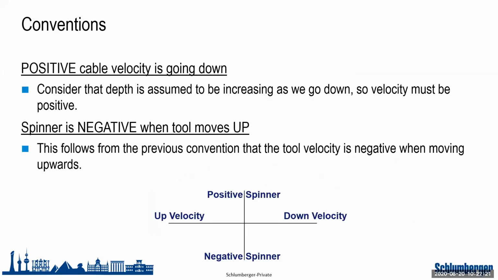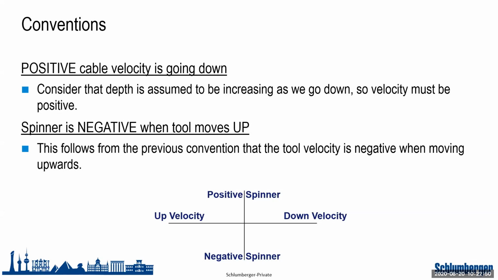Now, a convention in production logging, whenever you are either a logging engineer or an interpreter. So for us, positive cable velocity is given whenever you are going down, you are making a down pass. How we actually consider or memorize it is that whenever you are going down, your depth is increasing, yeah? So then the velocity of the spinner, the rotational velocity of the spinner, we consider it positive.